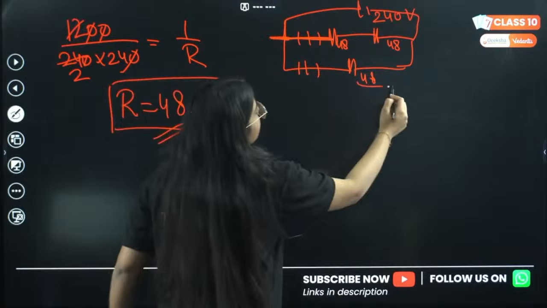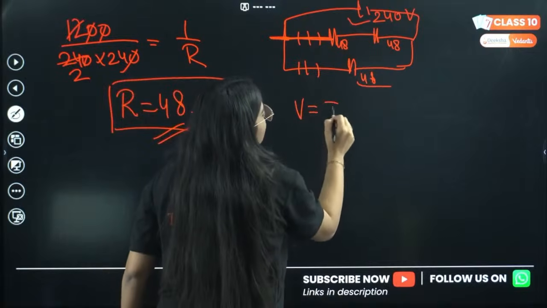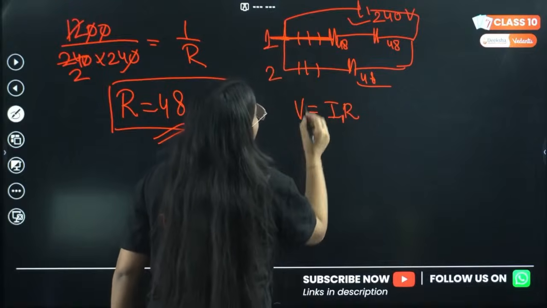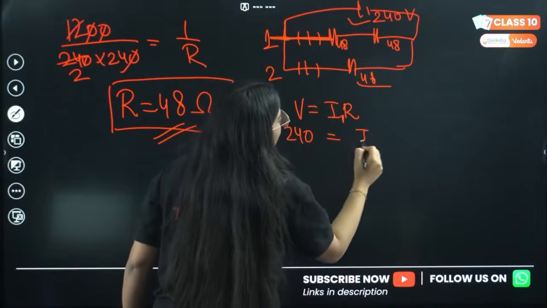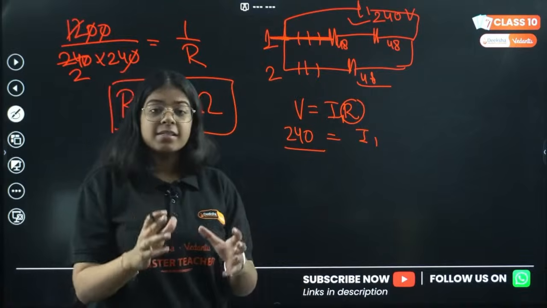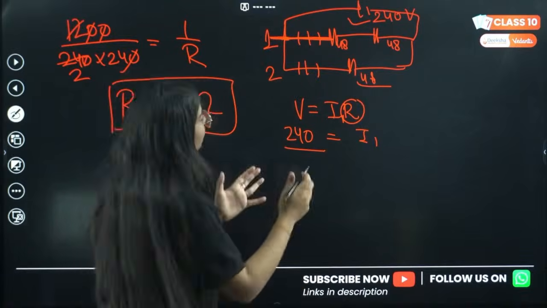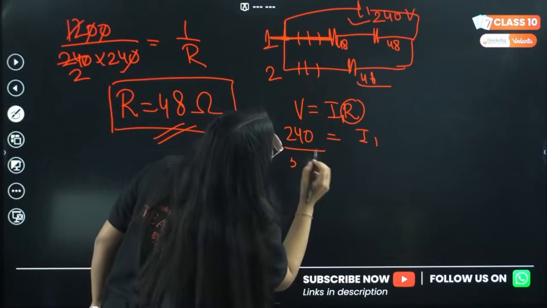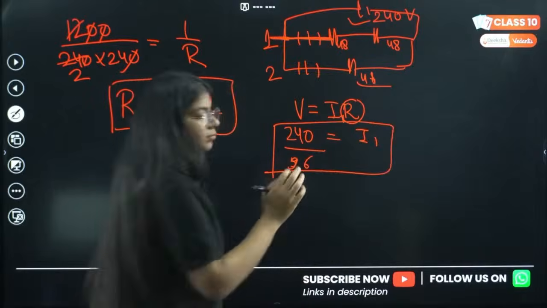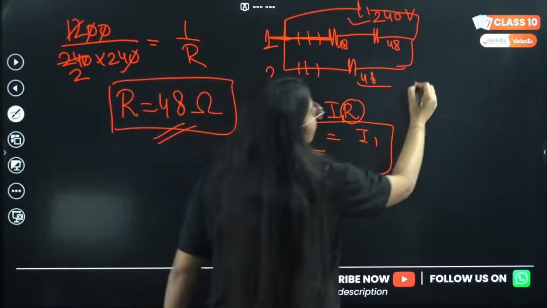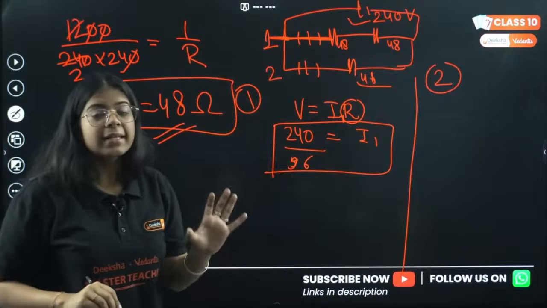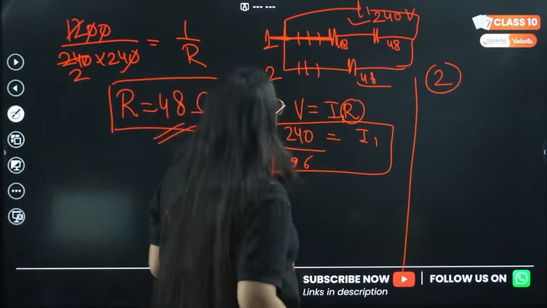Now I have resistance, I have voltage. Can I find the current using Ohm's law? Let's mark these as 1 and 2. I have to find one current. So it will be 240 volt equals I1 times the resistance, which is 48 plus 48, since resistances add in series. 48 plus 48 will be 96. So you can find this. Then the current in the second branch, this is my first branch and this is the second branch.